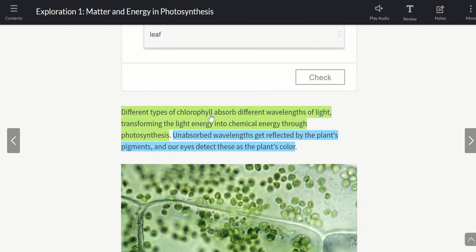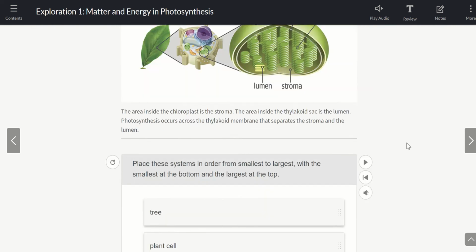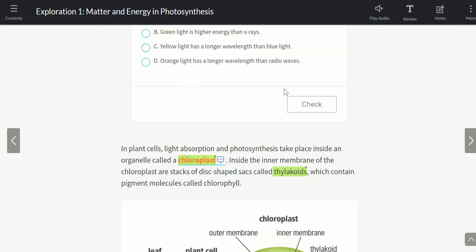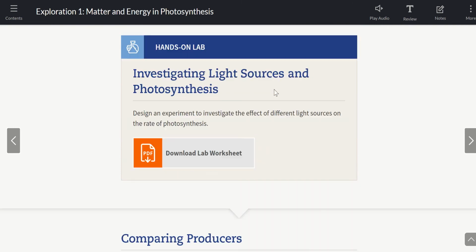As we scroll down, it says different types of chlorophyll absorb different wavelengths of light. So different types of chlorophyll are going to absorb different amounts of light coming in through this spectrum. Also, the light that we see is actually the light being reflected. When we see a plant that is green, all of these wavelengths of light are being absorbed and the green is being reflected. When you see a red rose, you're getting red light being reflected and the rest is being absorbed. So what you see is what gets reflected, right? And as we scroll down here, that's what we're going to talk about.